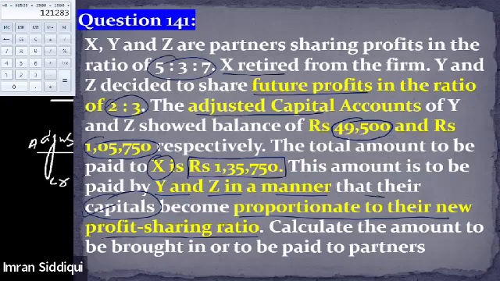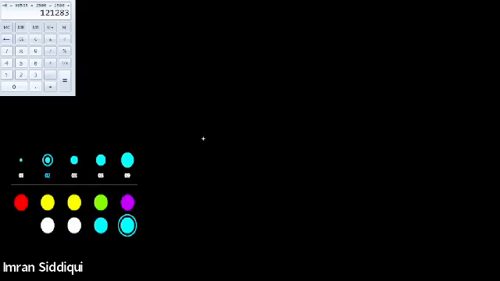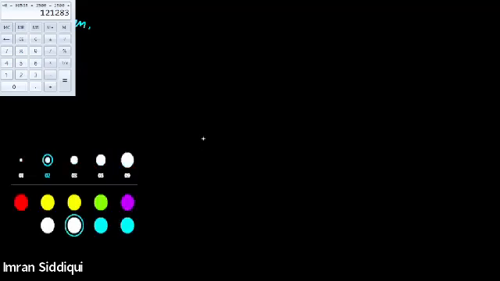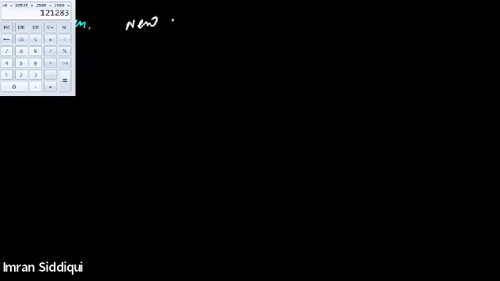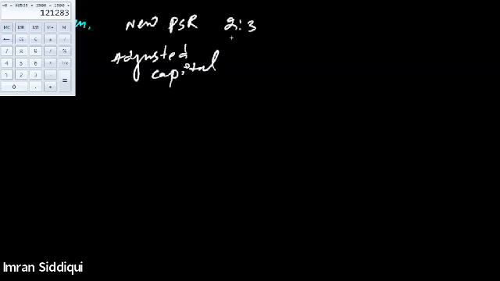Let me simplify this question a little more. What is the question giving us? Given in the question, the new profit sharing ratio, which is relevant for us, is 2:3. Adjusted capital of the partners Y and Z is also given. Adjusted capital for partner Y is 49,500, and for Z, it is 1,05,750.